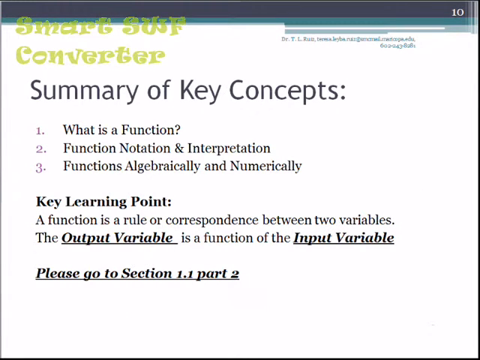So let's summarize. What is a function? Using function notation and algebraically or numerically, we can determine a function. A function is a rule or correspondence between two variables. Please go to Part 2 of Section 1.1.